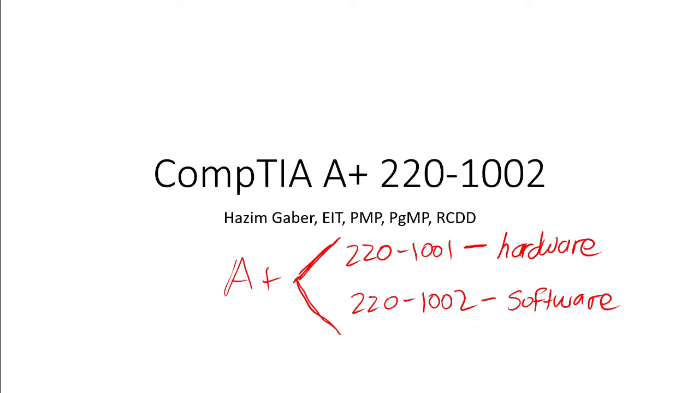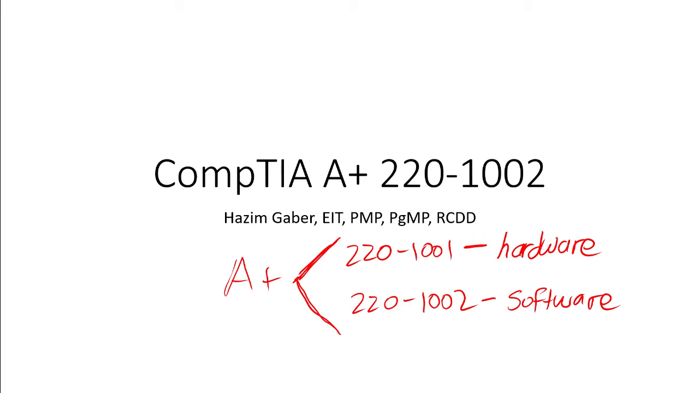My name's Hazim Gaber, and today we'll be talking about an introduction to CompTIA A+ 220-1002. The last course I talked about is 220-1001, and I will be running these simultaneously. In order to get your A+, though, you need to have 220-1001 and 220-1002. They're separate exams. You can take them at the same time, or however you want to do it, but they are two separate courses.